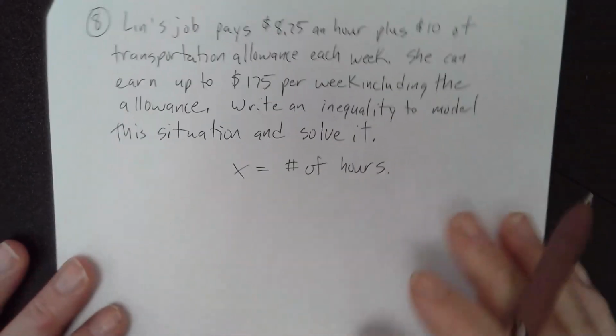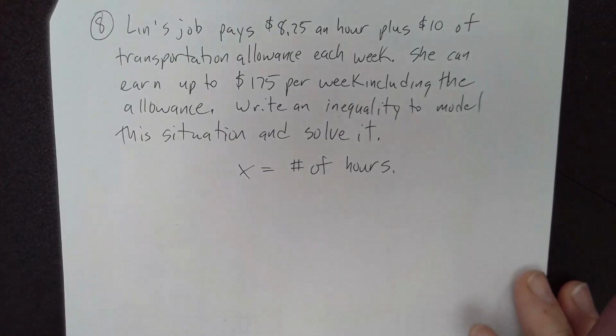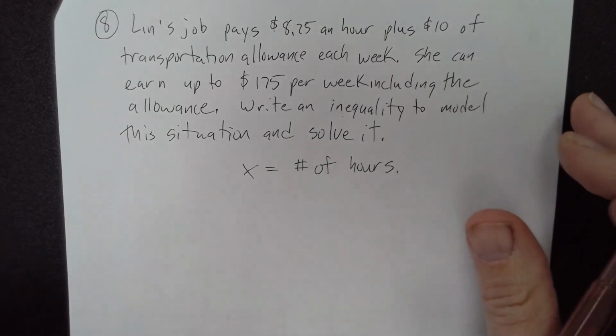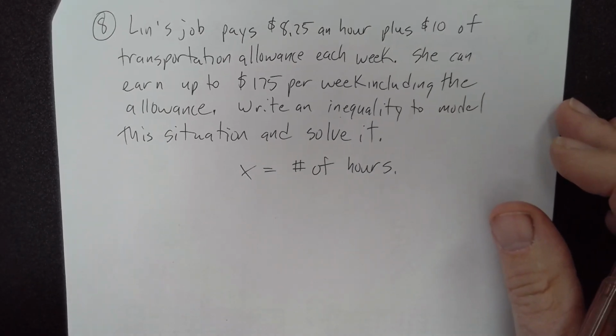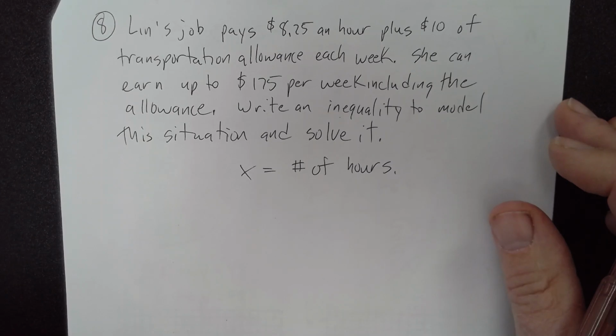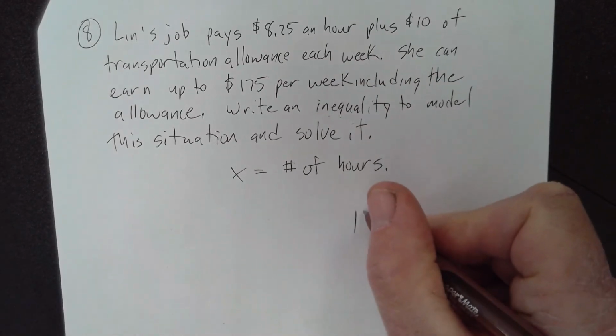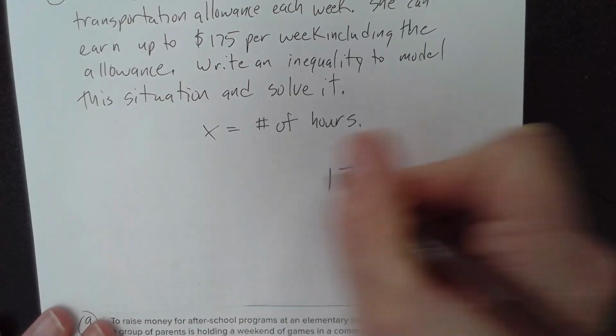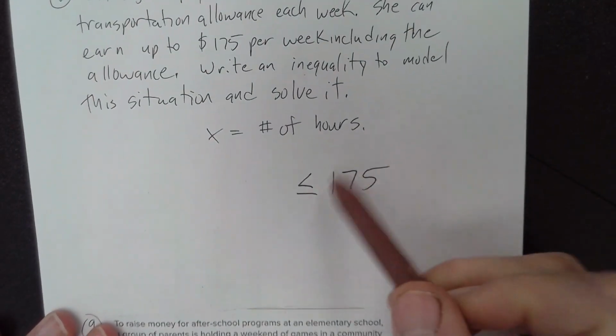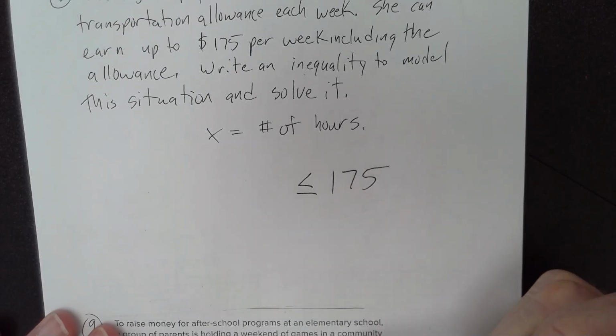Okay, this page here, Len's job pays $8.25 an hour. He needs a new job, plus $10 of transportation each week. Len can earn up to $175 a week. So up to $175, but you can't go over. So that's a limiting factor. So it's $175 less than or equal to. So they can earn right up to $175.